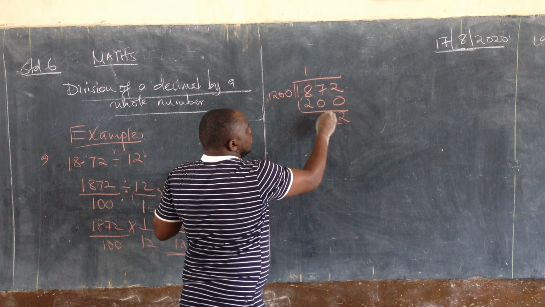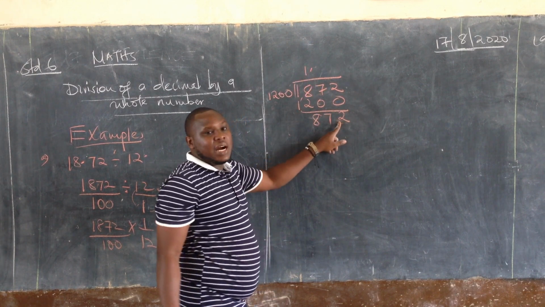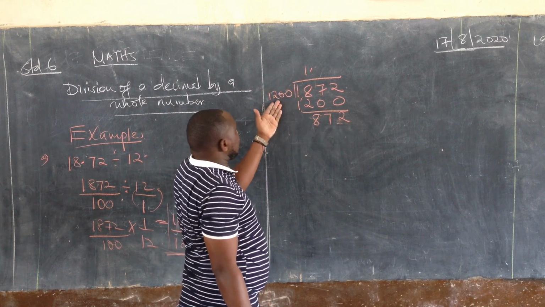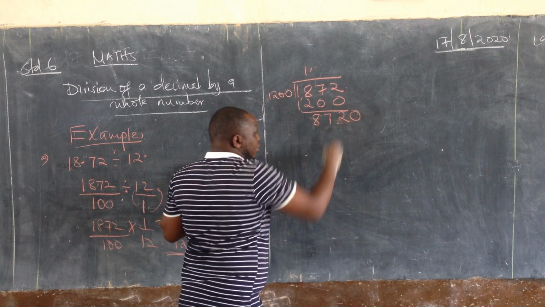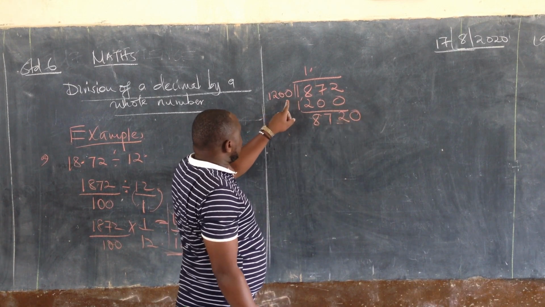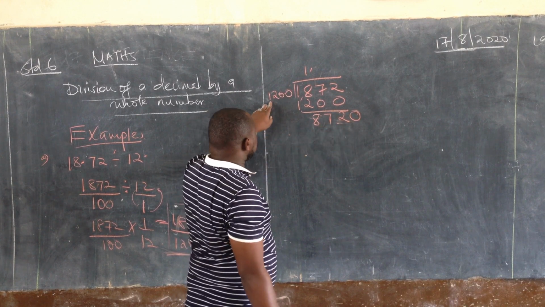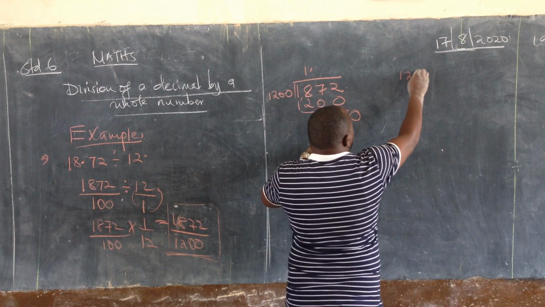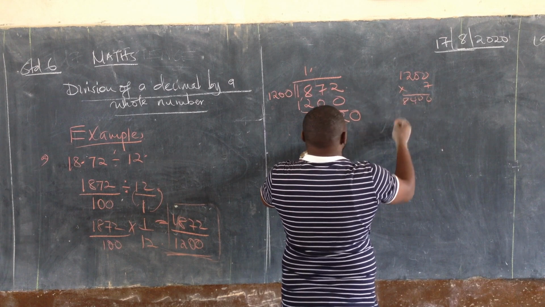You remain with 678. Put a point, because you are not going to write it as a fraction. You can't write 1,872 over 1,200. No, you want it in decimals. You put a point and you add a 0 there. This 1,200, this 8,720. So how many thousands can fit here? Actually 7. So you multiply 1,200 by 7, you get 8,400.